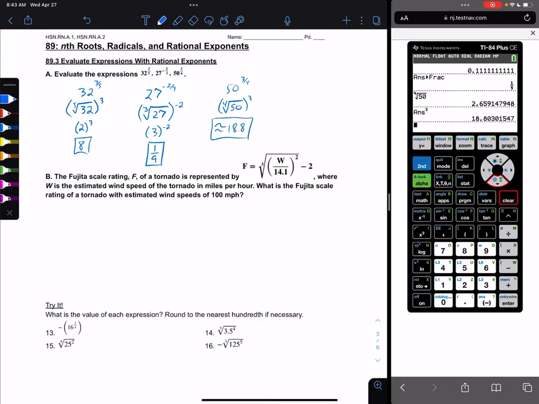Don't stress yourself out too much about the decimals and how many decimals you should go to. Usually it'll tell you, in this problem it does not, but 18.8 is fine for us.